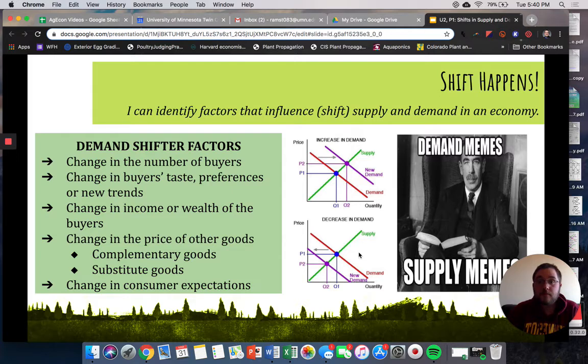Okay. Change in the price of other goods. Complementary goods are things that go hand in hand together. So in our ketchup and mustard market, for example, if the price of mustard goes up but ketchup stays the same, that could very well affect the demand for ketchup. Okay, it could make the ketchup be more popular, or maybe some people might not want to purchase ketchup because they only have ketchup and mustard together. They don't buy just one or the other. Okay, so complementary goods can influence demand.